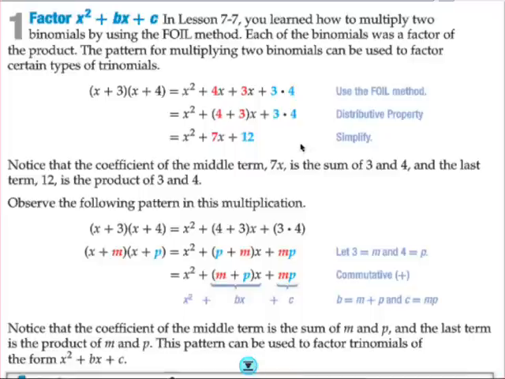So last unit, we looked at 7-7. We learned how to multiply two binomials using FOIL. So for example, x plus 3 times x plus 4, and we would get x squared plus 4x plus 3x plus 12. And then 4x plus 3x is 7x, okay? What we need you to notice is that this middle term, 7x, is the sum of 3 and 4, and the last term, 12, is the product of 3 and 4. So this middle term, 7, we added the 3 and 4 to get it, and this last term, 12, we multiplied the 3 and 4 to get that, okay?